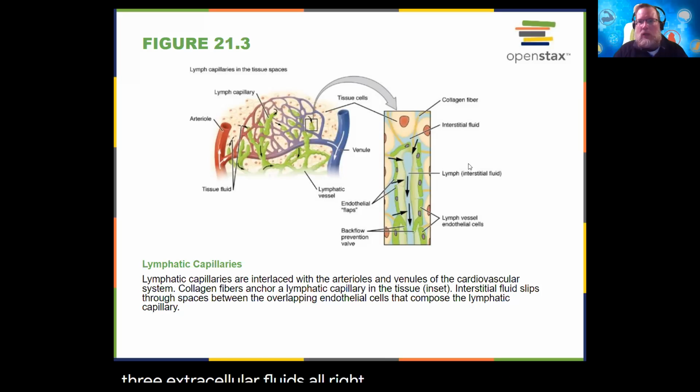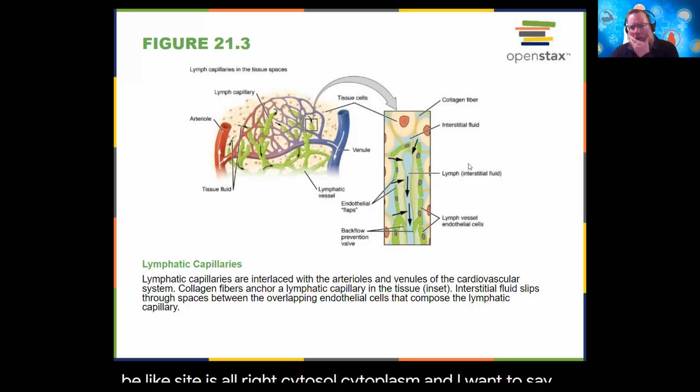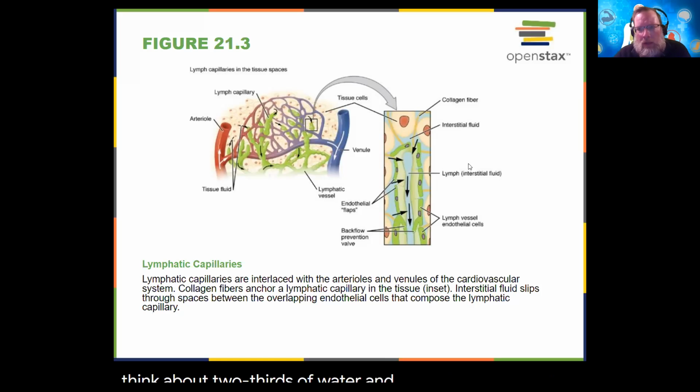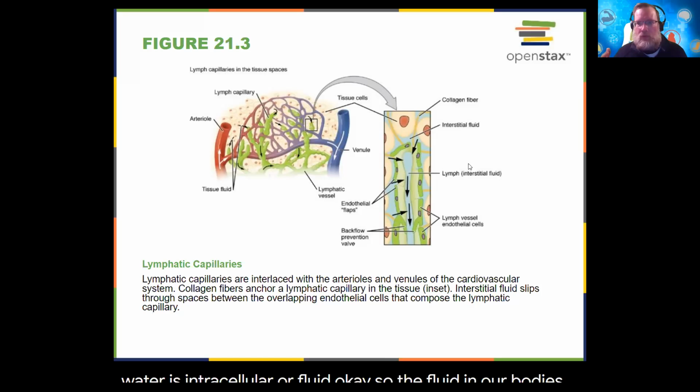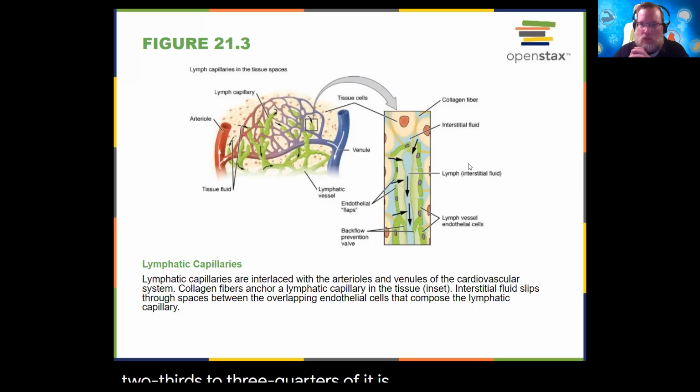Intracellular fluid would be like cytosol, cytoplasm. And I want to say about 2/3 of water, it might even be a little higher, but I'm pretty sure right around 2/3 to roughly 70% of water is intracellular. So the fluid in our bodies, 2/3 to 3/4 of it, is intracellular, inside of our cells.